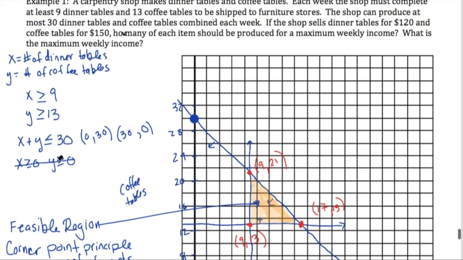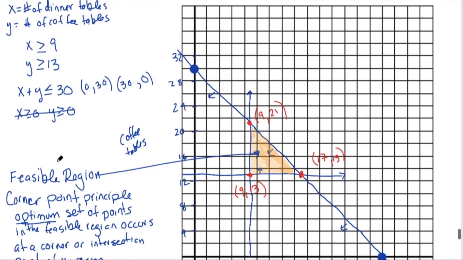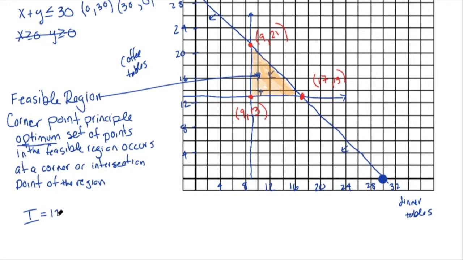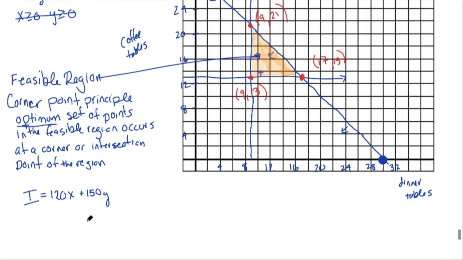number of dinner tables, which is x, plus 150 times the number of coffee tables. So whatever number of dinner tables and coffee tables we make, we multiply by 120 and 150 respectively, and we will get that income. So let's test them out, see which one gives us the most.